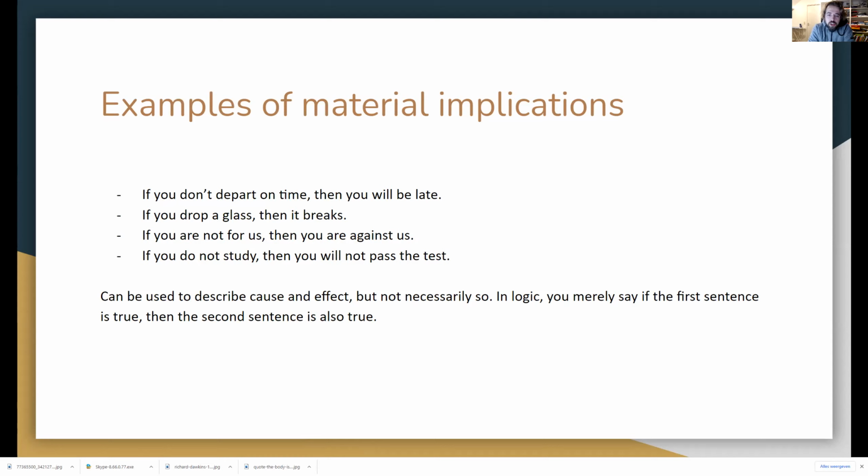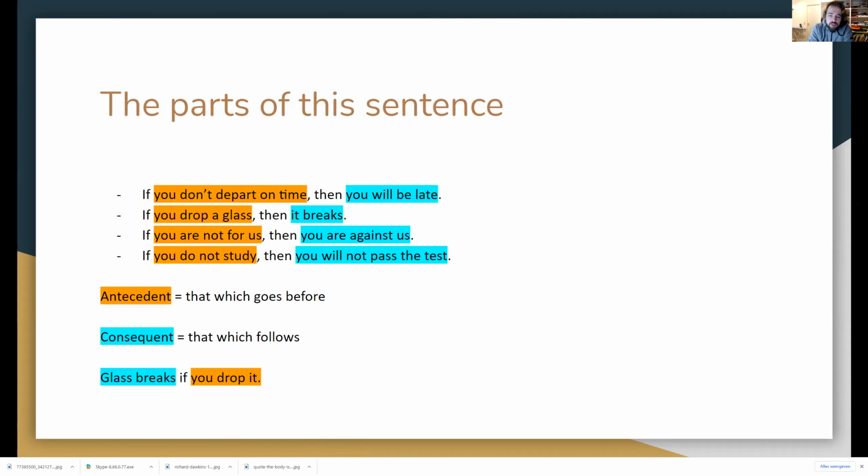The implications that are useful in arguments are the implications that are made up of two statements. That's what we call a material implication. We usually just say implication as shorthand, or if-then sentence if we seek to avoid technical terms. Everybody will know what you're talking about. As I said earlier, these sentences can be used to describe cause and effect, but it's not necessarily so. And in logic, the only thing that we say is that if the first sentence is true, then the second sentence is also true.